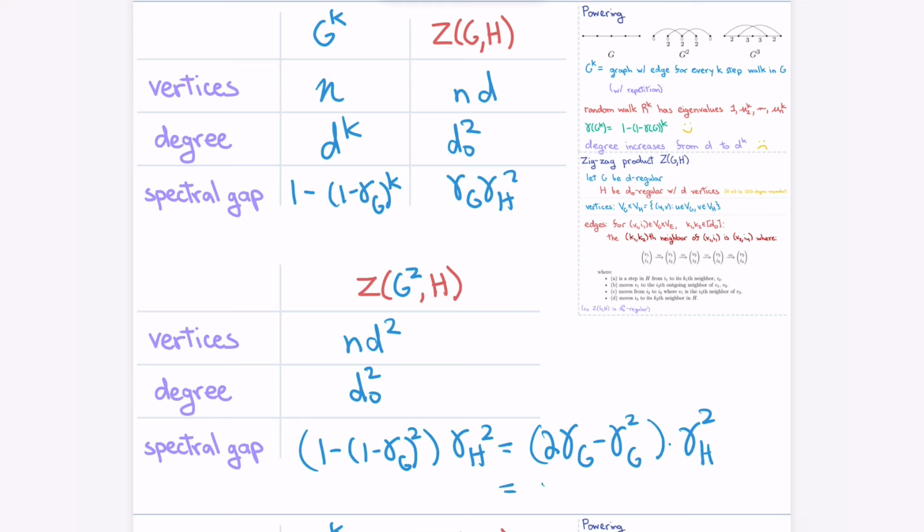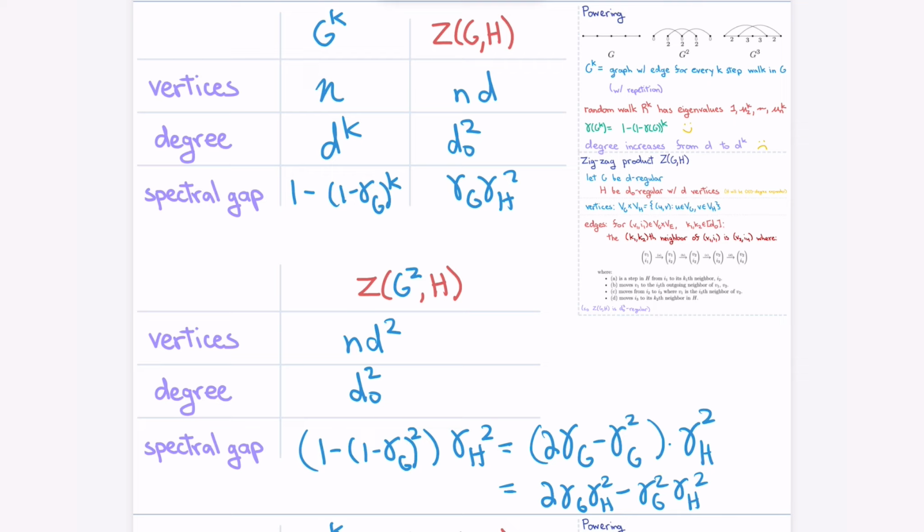Okay, so we get 2 gamma G gamma H squared minus gamma G squared gamma H squared. Did we do that correctly? Did I do the math okay?